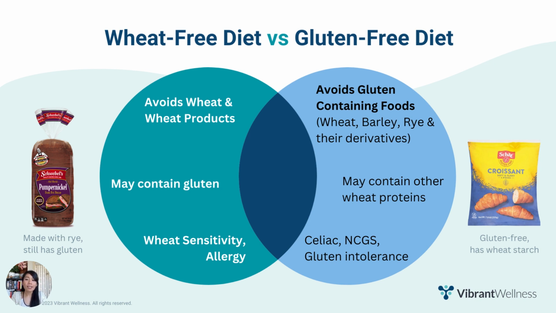But since that technically still permits barley and rye, foods like pumpernickel bread made from rye, for example, can still be part of that wheat-free diet, meaning that gluten may still be present as long as it's not from wheat. Whereas a gluten-free diet avoids all gluten-containing grains, meaning no gluten will be present.